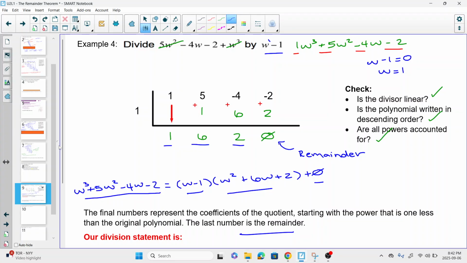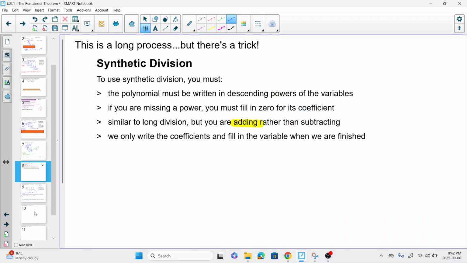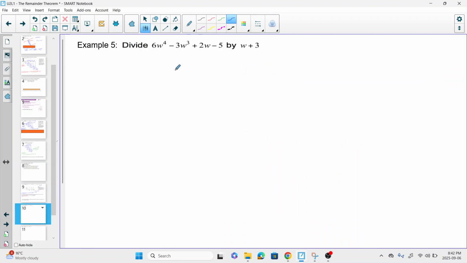Okay, so again, we already put our division statement up there, so that's our answer. So synthetic division makes it much quicker to divide polynomials by binomials. So again, we have a divisor that is a degree 1, so that's good. We have a polynomial that's in descending order.